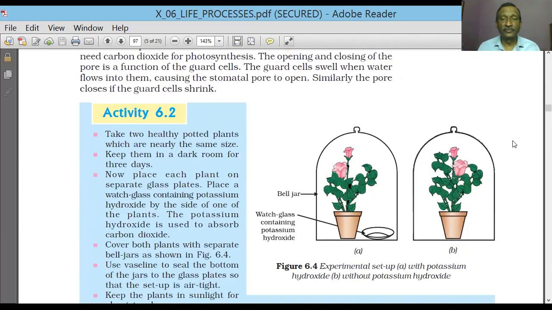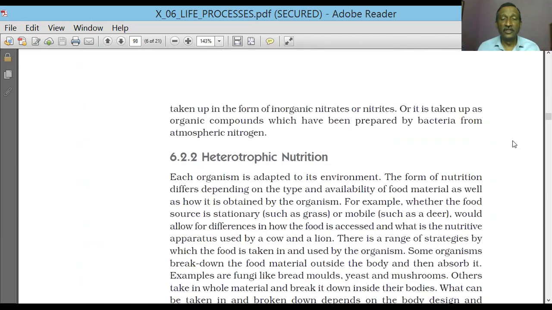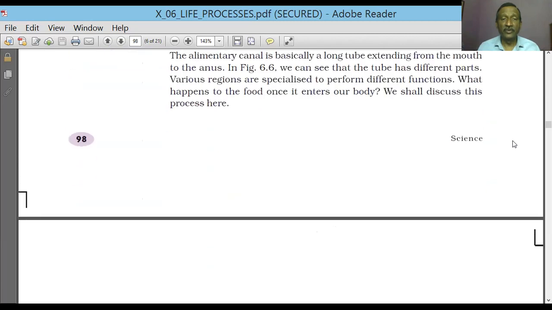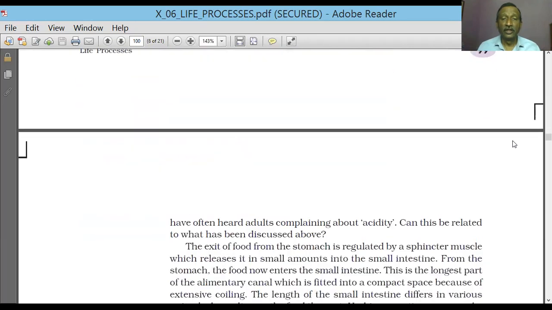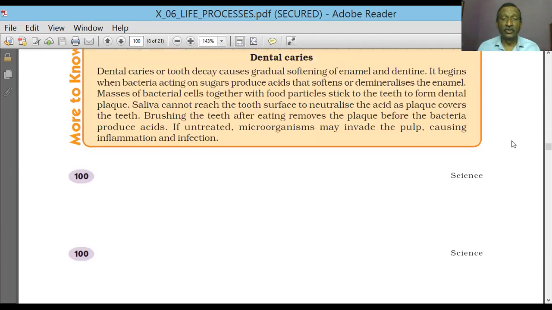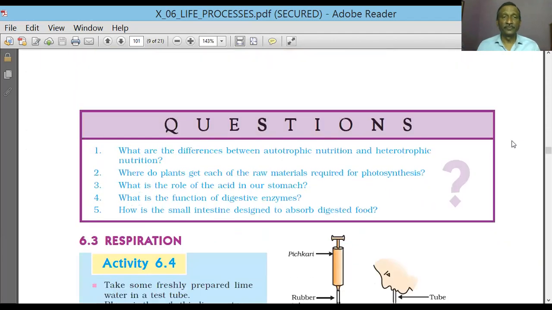These all we are done. These all activities we are done. Autotrophic nutrition, Amoeba we are done. We are done in the nutrition in human being. And then we are landing into the next set of questions here.